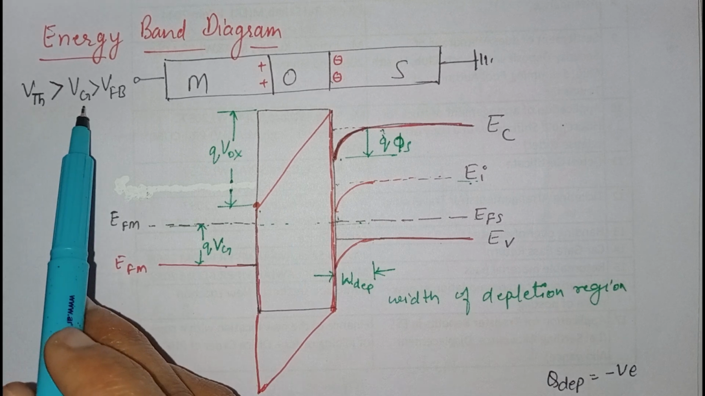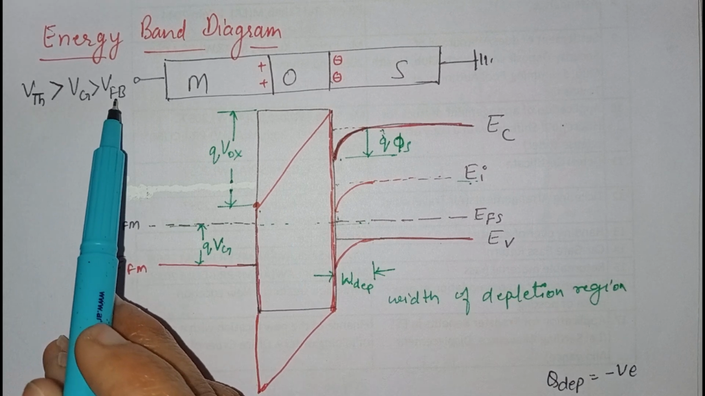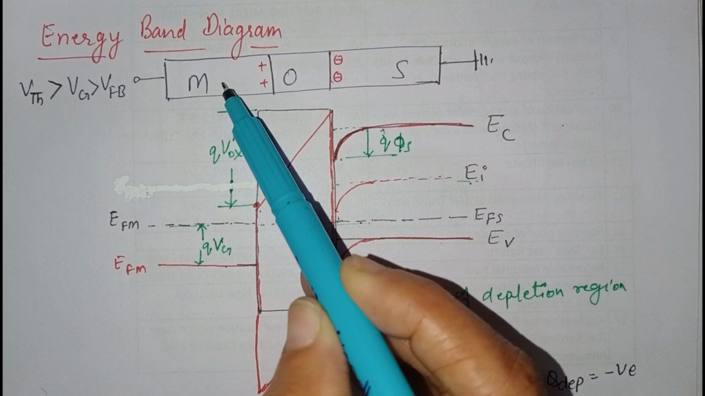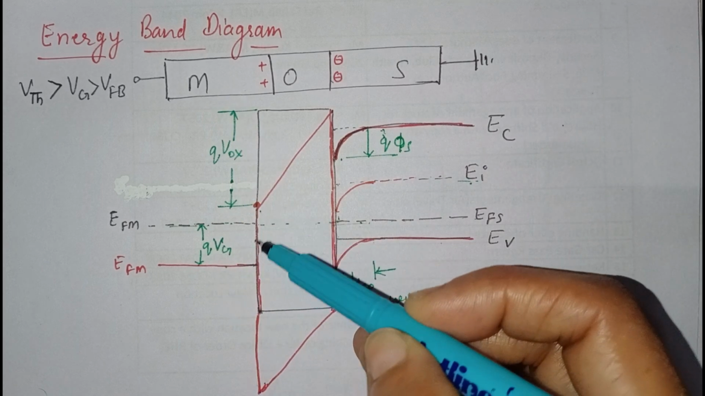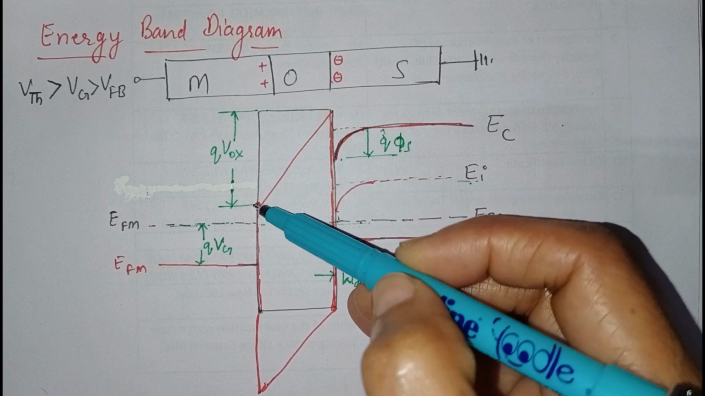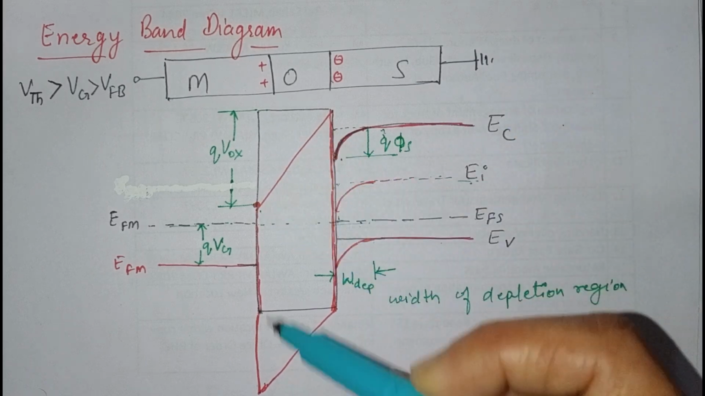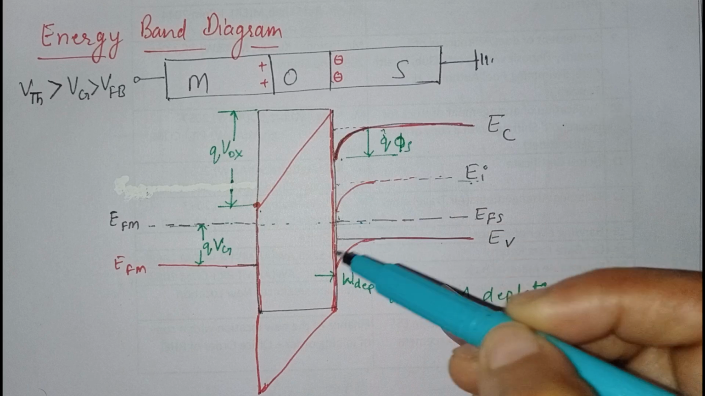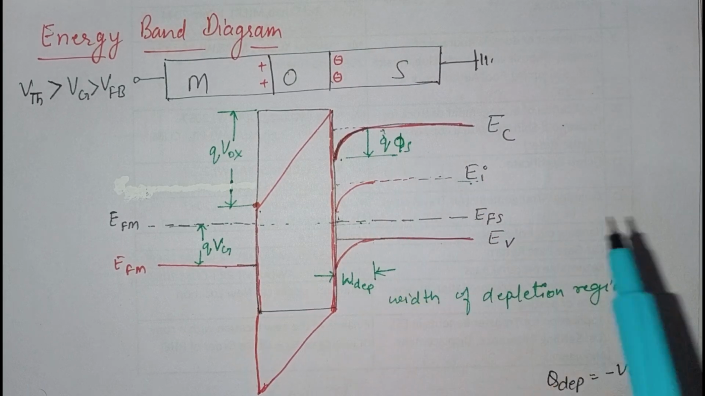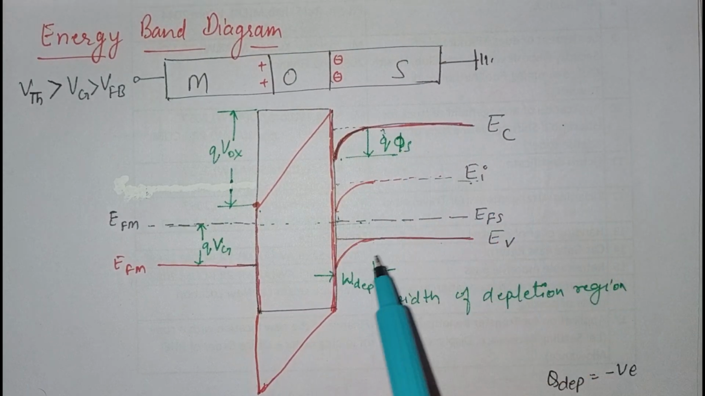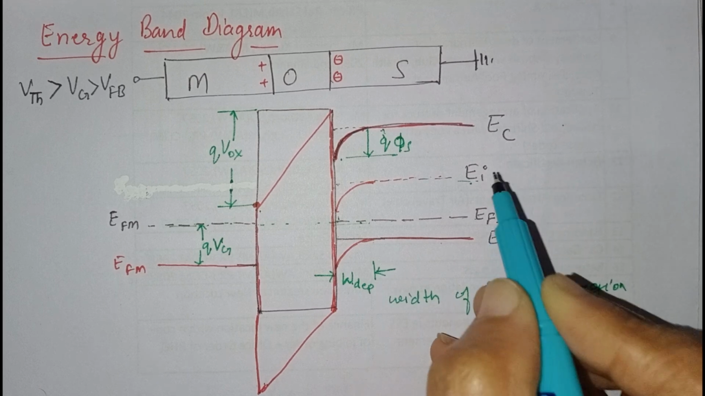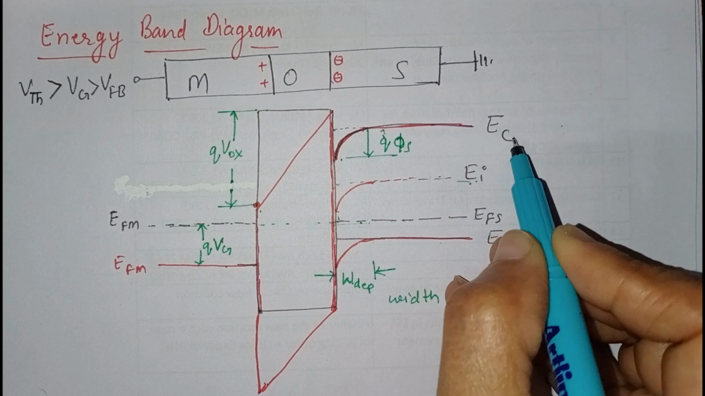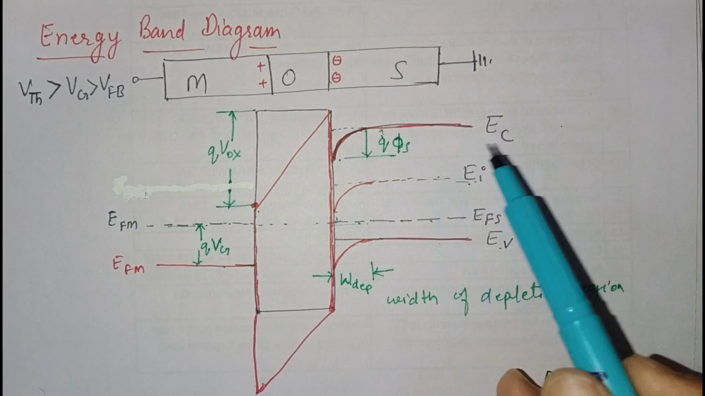When we apply a voltage that is greater than this flat band voltage, the band diagram of the metal side shifts downward, and by the same amount this also shifts downward from here to here. So it looks like a parallelogram. And now on the substrate side, this is the valence band of the substrate, this is the Fermi level, this is the intrinsic level, and this is the conduction band.